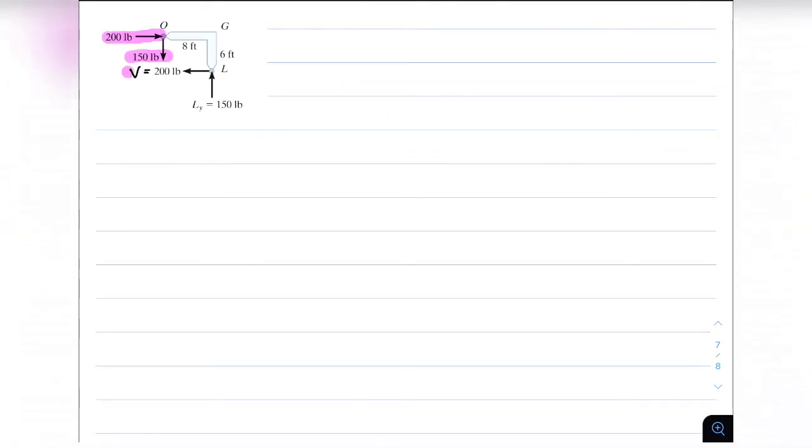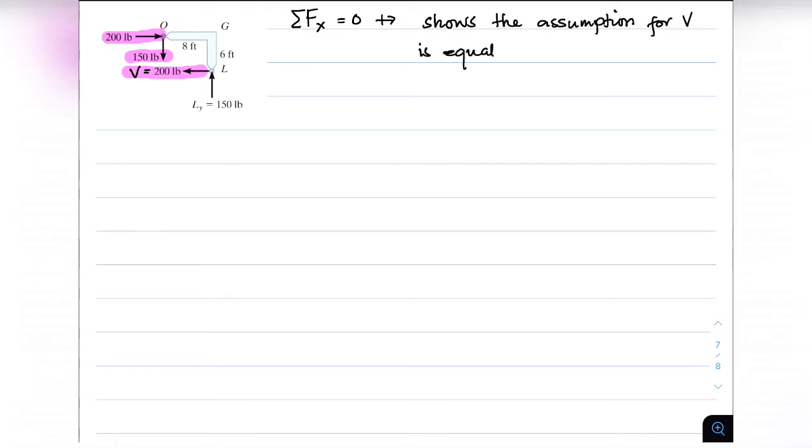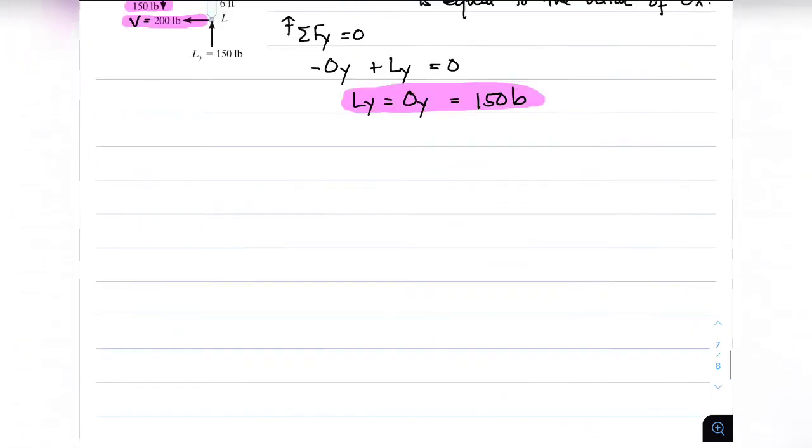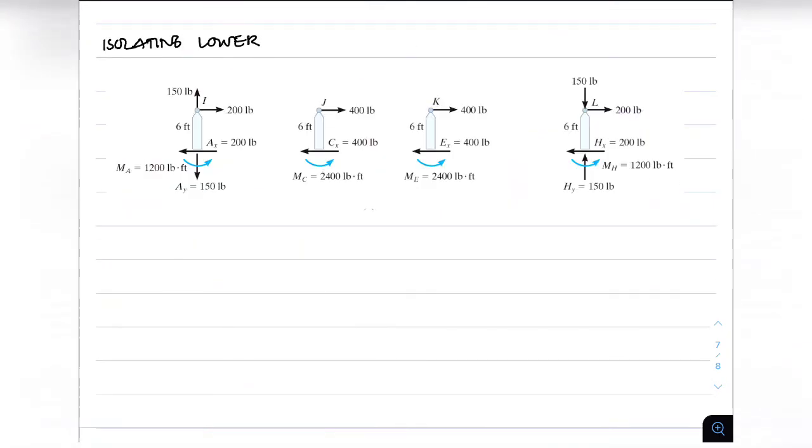Moving to our last segment, which is OGL. For the summation of forces x equal to 0, it shows the assumption for V is equal to the value of Ox. Summation of forces vertical equal to 0 will give us negative Oy plus Ly equal to 0, giving us the value of your Ly equal to 150 pounds.